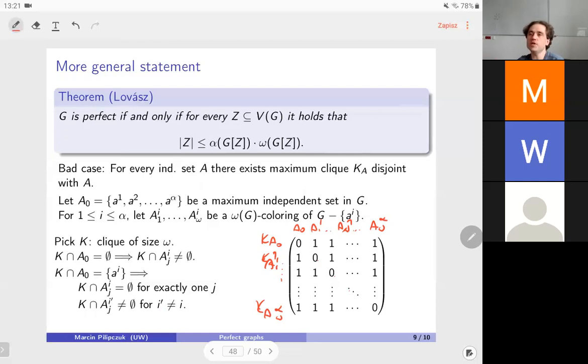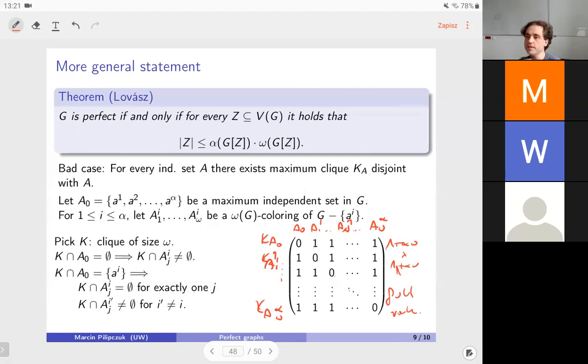And of course, the intersection can be larger than 1, because the intersection of the independent set and the clique can be larger than 1. So you have got this matrix of these intersections. And the key point is that this matrix, this is (1 + αω) times (1 + αω), is a matrix of full rank, because it has all these linearly independent rows.